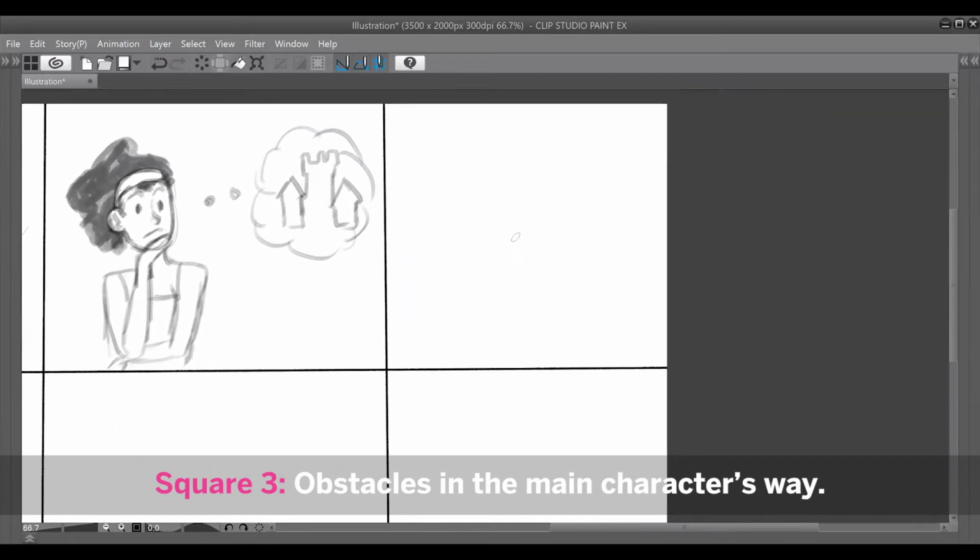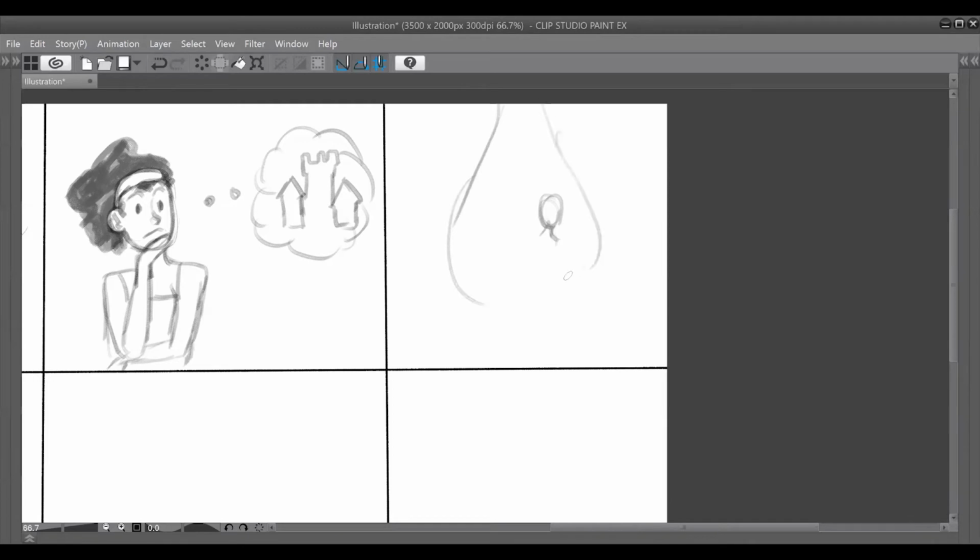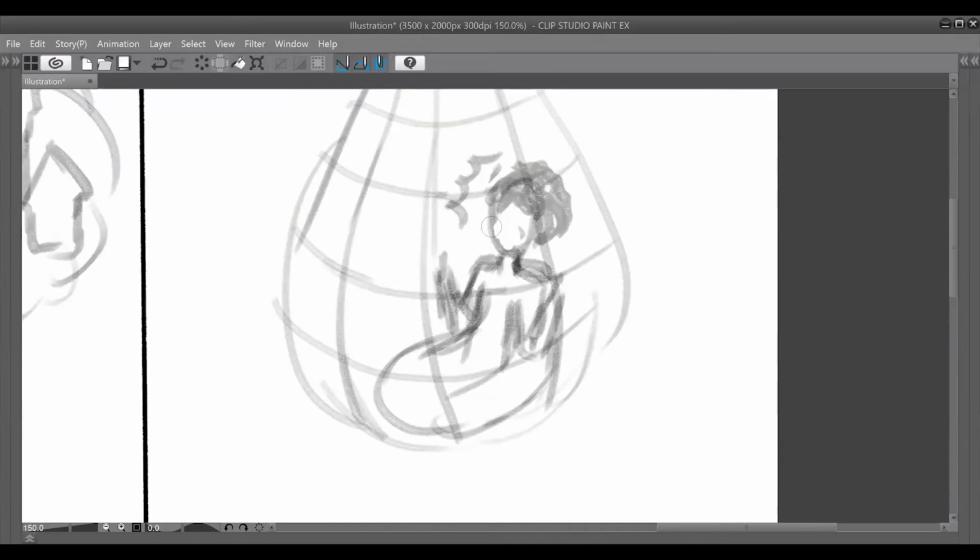Square three is obstacles in the main character's way. This is where we're establishing the conflict of our story, and a conflict can be something that is either internal or external, so something the character is internally dealing with, or an external opposition to the character. It can be another person, society, an object. In this case, the mermaid gets caught in a net, and this net is physically stopping her from reaching her goal of going home.